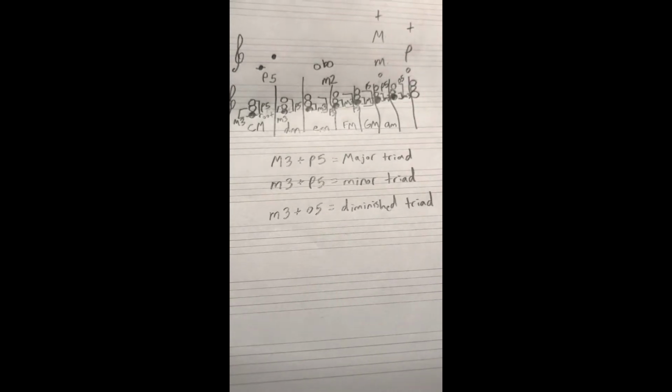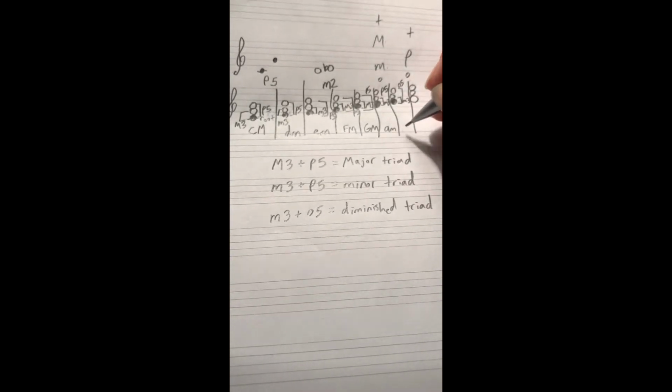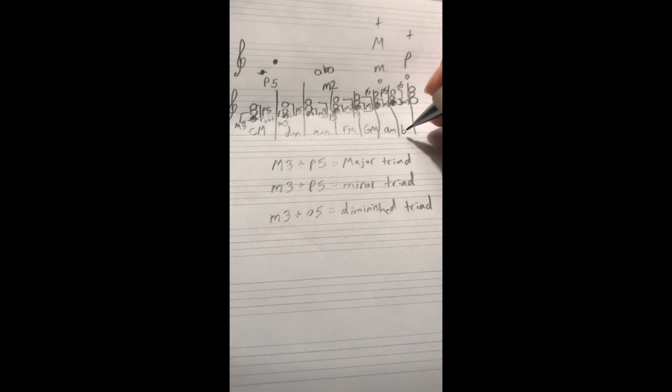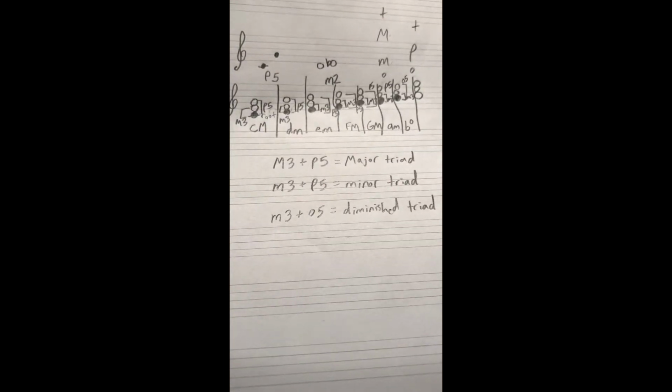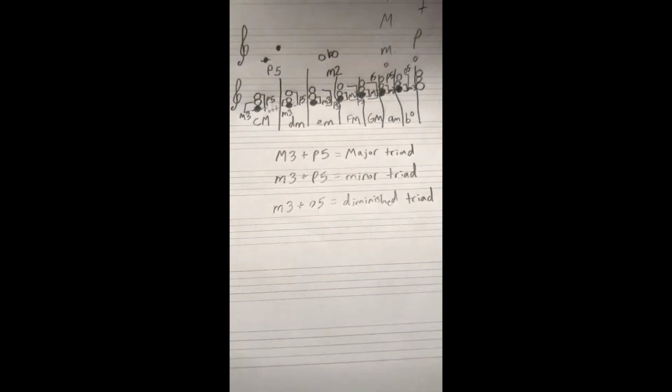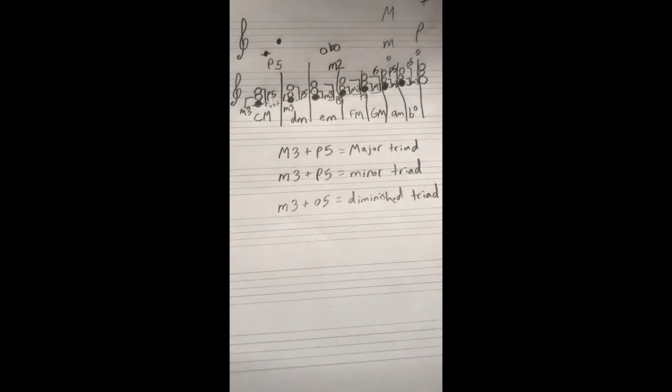Anyway, so now how we would label this is, again, we'd still take the bottom note B, but since it's diminished, it's going to be a lowercase b, with this little diminished sign, which is a little circle. For augmented, that would be a capital letter with a little plus.